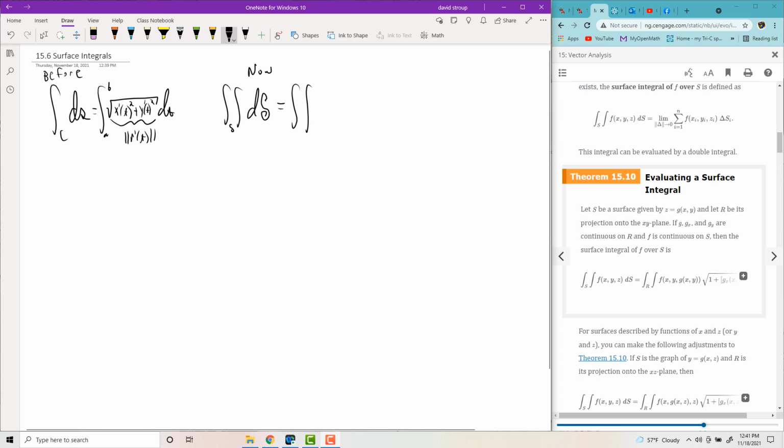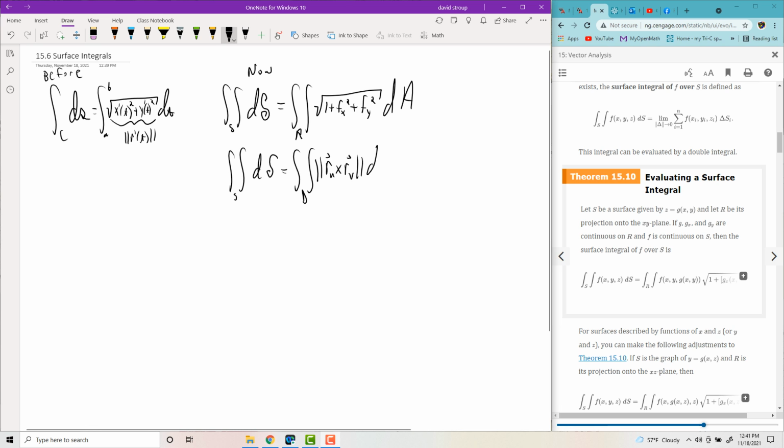We think of this as integrating over some region R of the square root of 1 plus the partial with respect to x squared plus the partial with respect to y squared times dA. But we also thought of it in parametric form, where you would integrate over some region D in the uv plane, and the formula in that case would be the magnitude of r with respect to u cross r with respect to v dA.